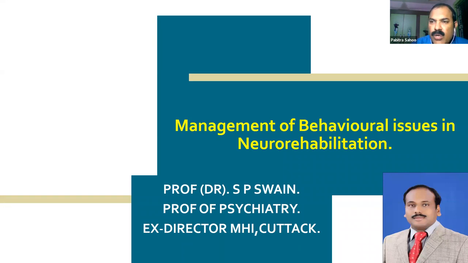As you all know, we are very much acquainted with our RLA scale, that is Rancho's level. Though it starts from no response to generalized response or localized response, actually the real problem starts with level 3, level 4 and level 5. Level 4 is confused, agitated, and level 5 is confused, inappropriate. These are the stages where it is really a challenge to handle the patient.